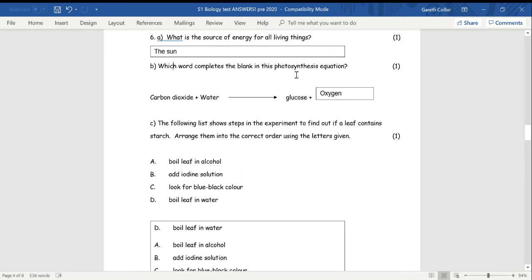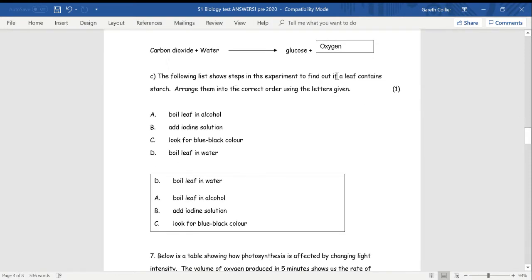Which word completes the blank in this photosynthesis equation? So carbon dioxide plus water gives you glucose plus oxygen. So we, in biology, we say cow-we go. So CO from the cow. So CO2 plus water gives you the cow. E, we say energy, because remember the light energy from the sun is coming in, and then go. So cow, E, go.